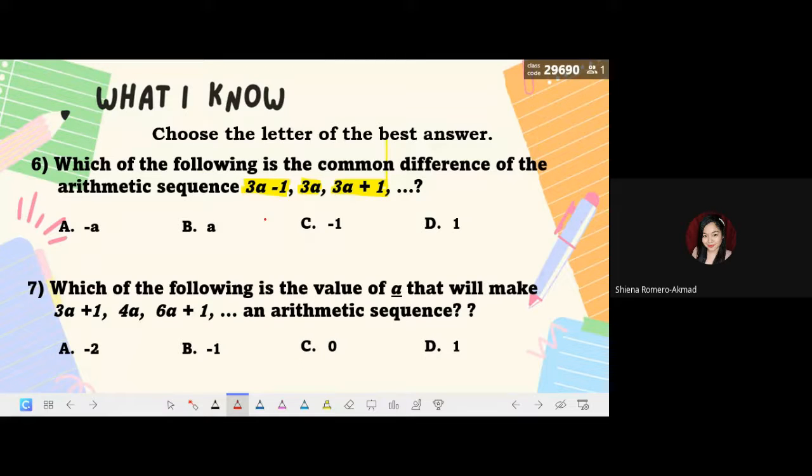So what do you think is the number that we need to add to 3A minus 1 for us to get the next term, which is 3A? Ano yung pwede natin i-add sa kanya?